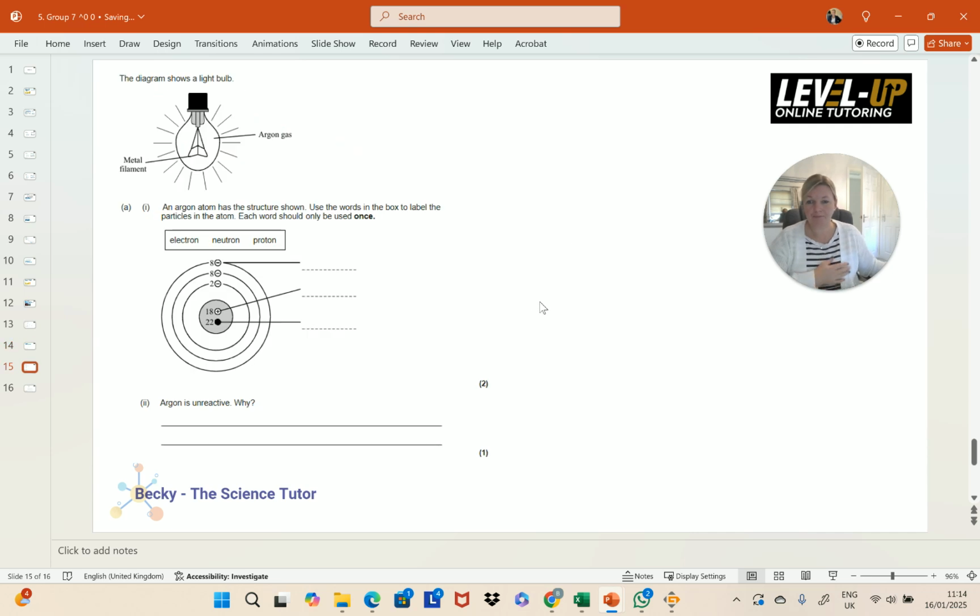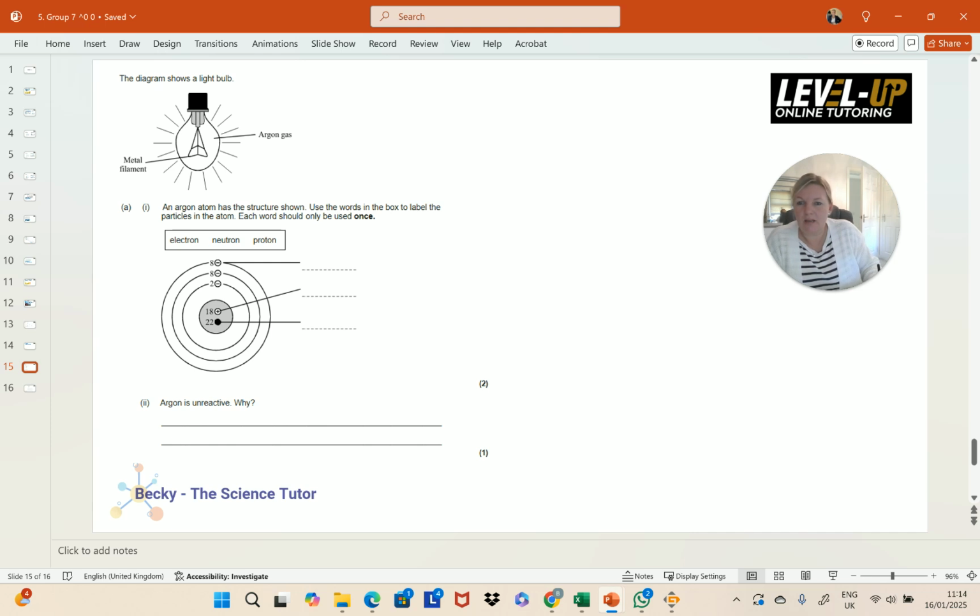Okay, here's a lower level question about a light bulb. As I say, it's a very, very common question because they can first of all ask you about atomic structure and then lead it into a use of them. Here it says an argon atom has the structure shown. Use the words from the box to label the particles of the atom. Each word should be only used once. So if I ask you to use words from the box, please do use words from the box. Don't make up your own. They are there to help you.